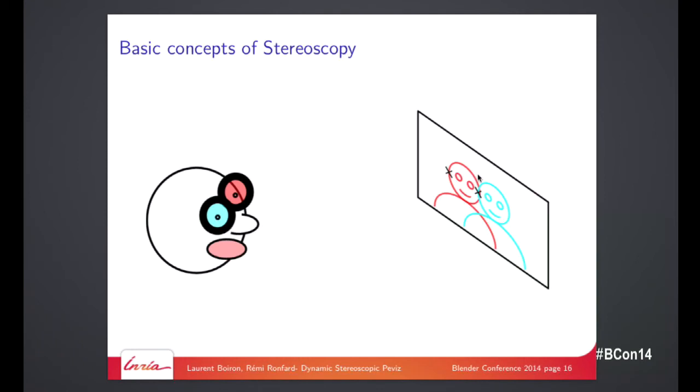Let's say that we want to find where the right hand of the actor is in the scene. To do that, we find the intersection of the two lines crossing from the eyes of the spectator to the point. The left eye will see the left image, and the right eye will see the right image. Like this, we can compute the point where the spectator has the impression of seeing the actor with the 3D glasses.